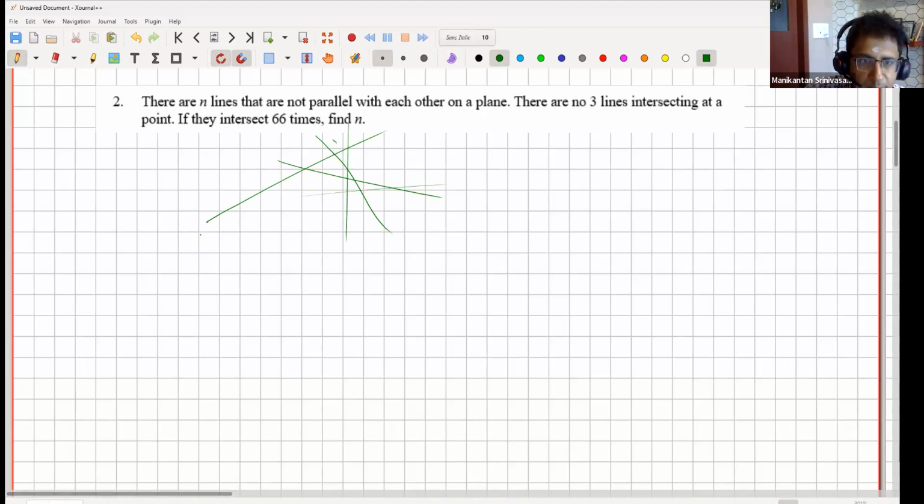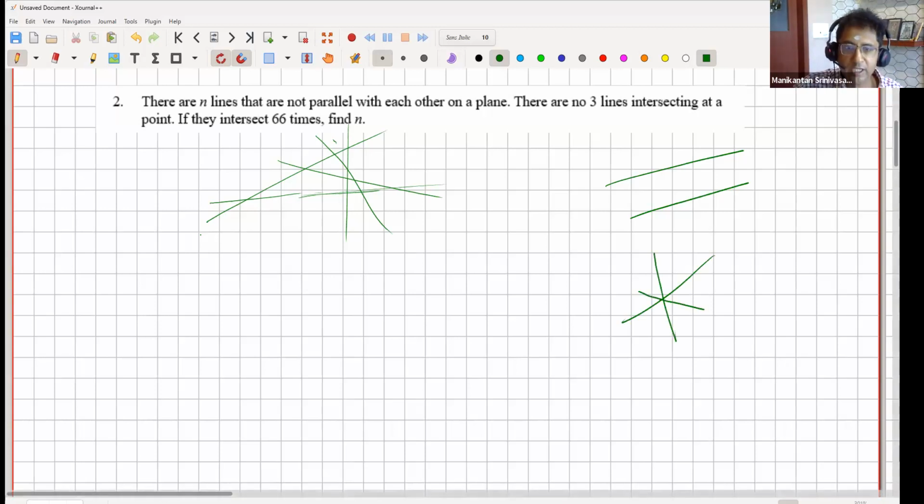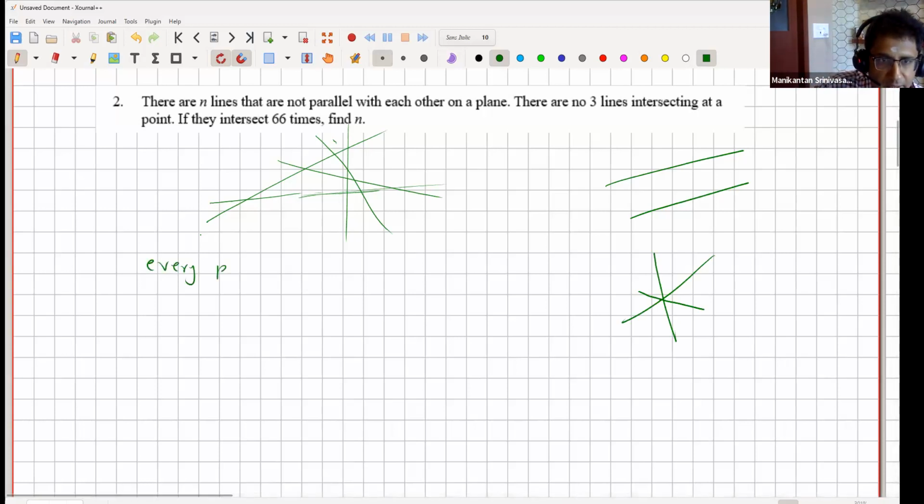In fact, let's keep the same picture. So the lines are all like this. No 3 lines are passing through the same intersection. So no 2 lines are parallel. So we don't have a situation where lines are parallel at all. And further, we also don't have a situation where 3 lines pass through the same intersection point, which means what? Every pair of lines intersects at a unique point.